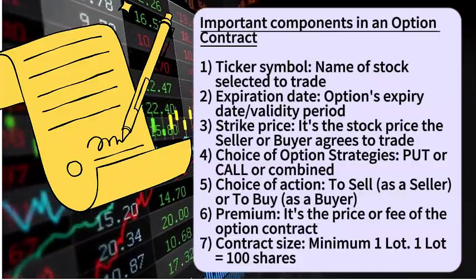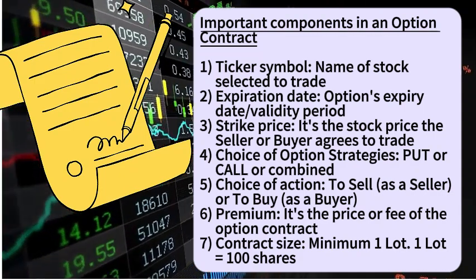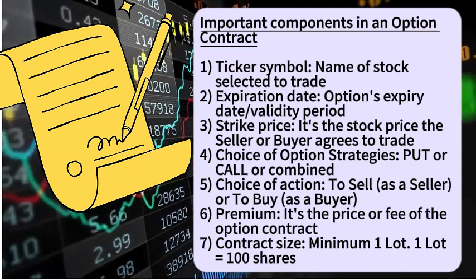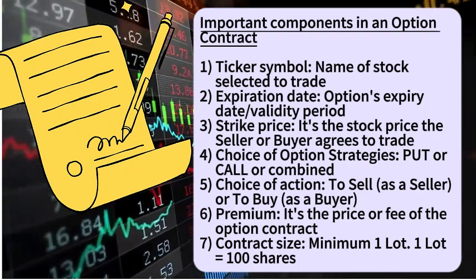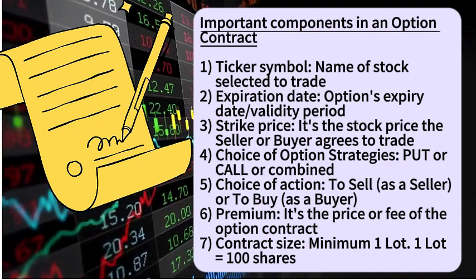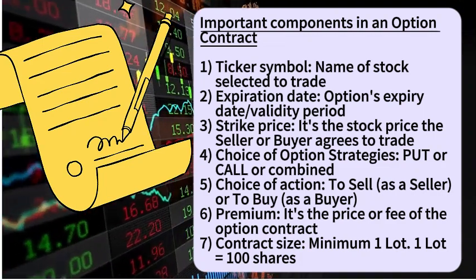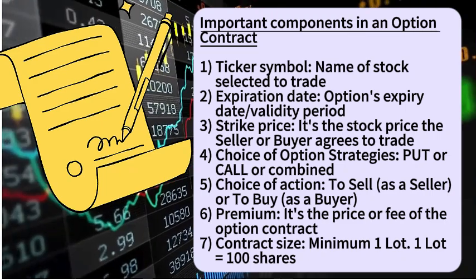Now, let's look at another important basic every beginner must understand. Important components in an option contract. 1. Ticker symbol, name of stock selected to trade. 2. Expiration date, options expiry date or validity period. 3. Strike price, it's the stock price the seller or buyer agree to trade.